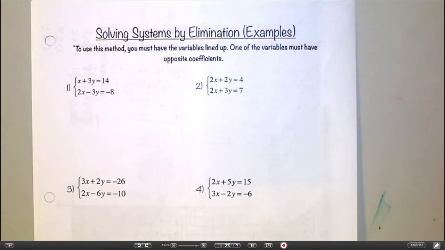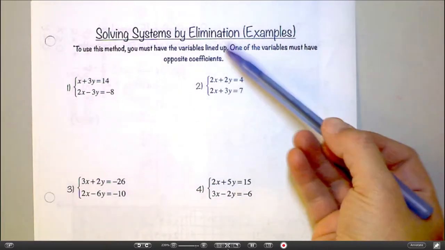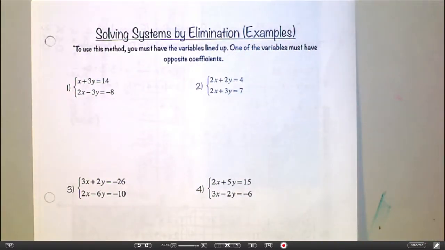So again, your goal here is the same as your goal with substitution, as you are finding that one coordinate that works in both equations. This is just a different way of doing it. Remember with substitution, the most important thing when you started was to get one of the variables by itself, so you could plug that into the other equation. This time the important thing is to get the variables lined up so they're on top of one another.